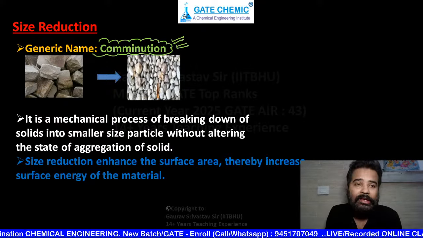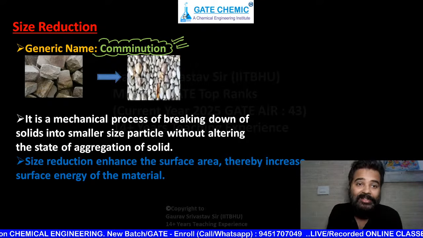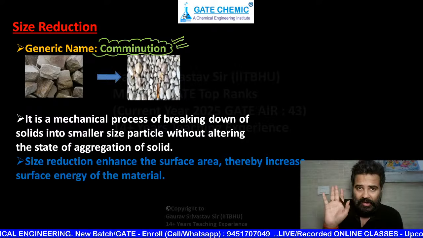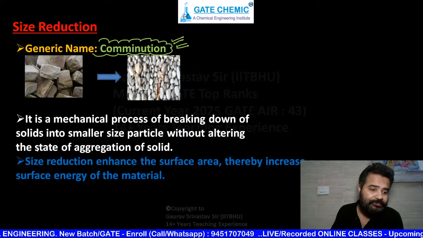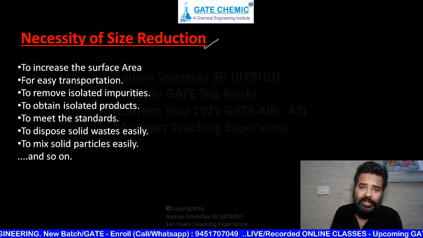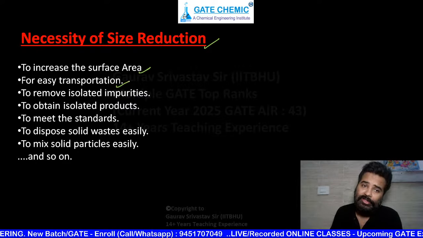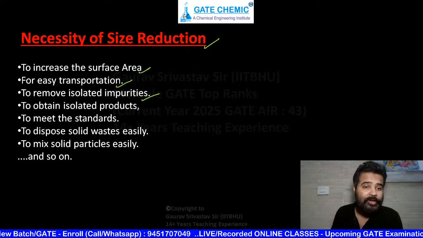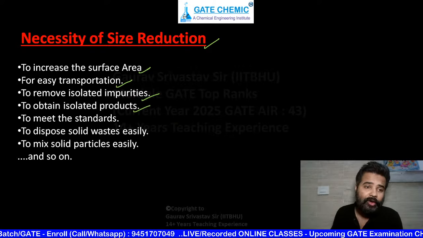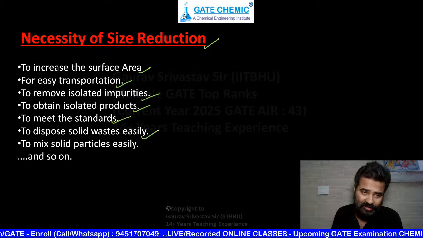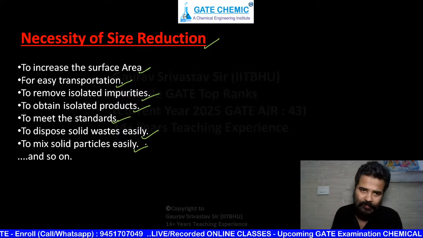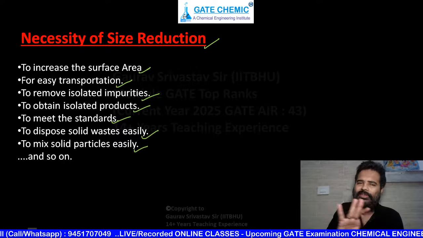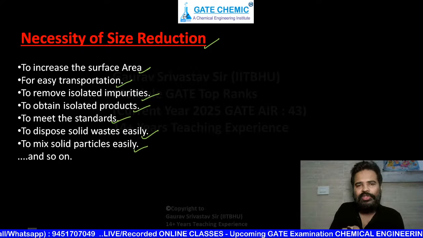Okay, so only one thing in this slide, that is the generic name of size reduction, that is comminution. This is not communication. This is comminution. Now, necessity of size reduction: to increase the surface area, for easy transportation, because you can't transport very large lumps, to remove isolated impurities, to obtain isolated products, to meet the standards, to dispose of solid waste easily, to mix solid particles easily. No need to write anything, because from this slide they are not going to ask anything. I am just giving these few theories for your feel.